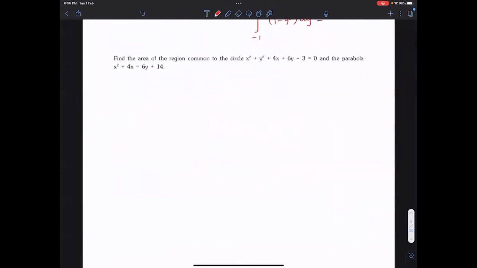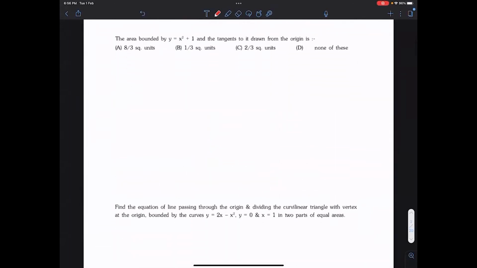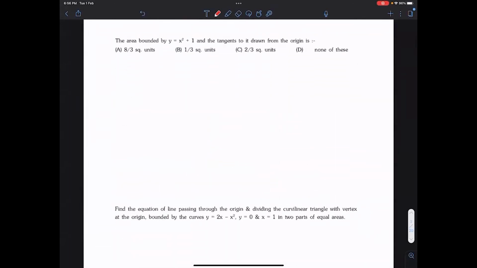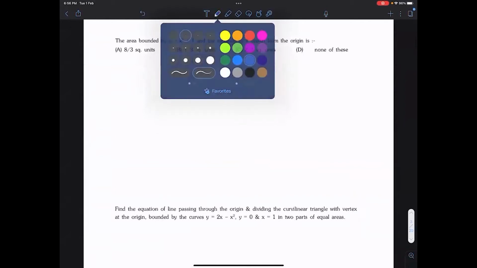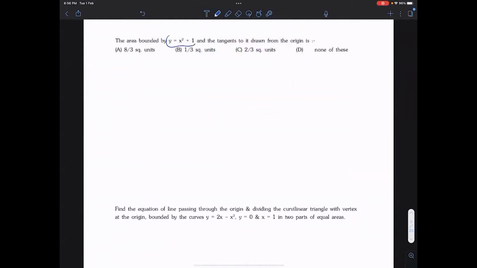Next, we'll come to these kind of questions slowly. Yeah. Next one, area bounded by y equals x square plus 1 and the tangents drawn through it from origin. Okay, so how will you draw y equals x square plus 1?